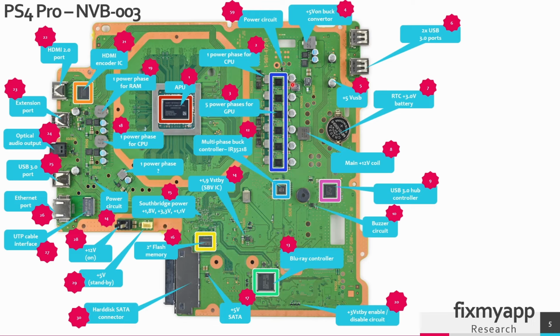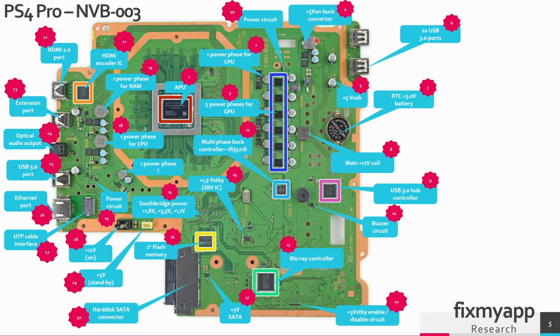It has its own coil, so here's also 12V present, and this power rail will go to the APU. So I suspect this is the CPU power delivery. Here is some circuit to do some power stuff. It's not known exactly what it does.